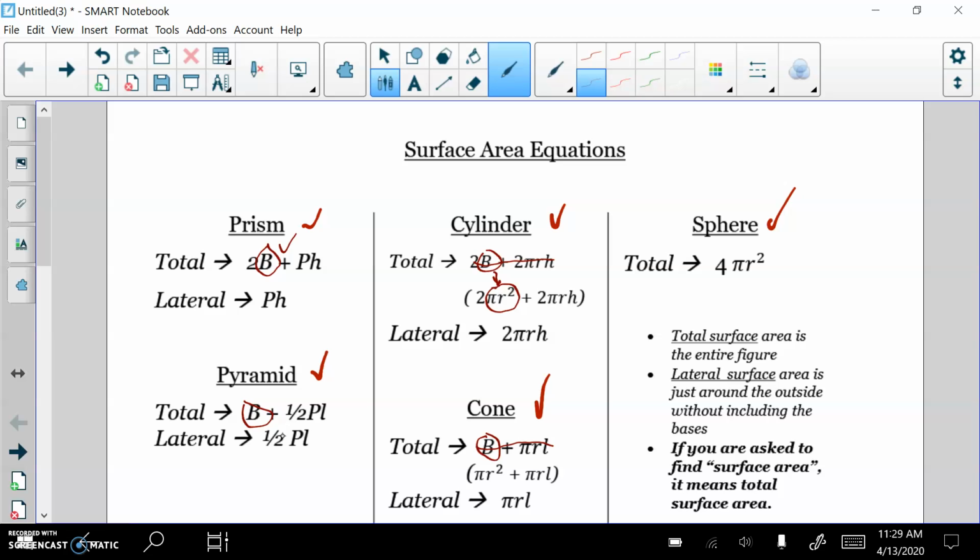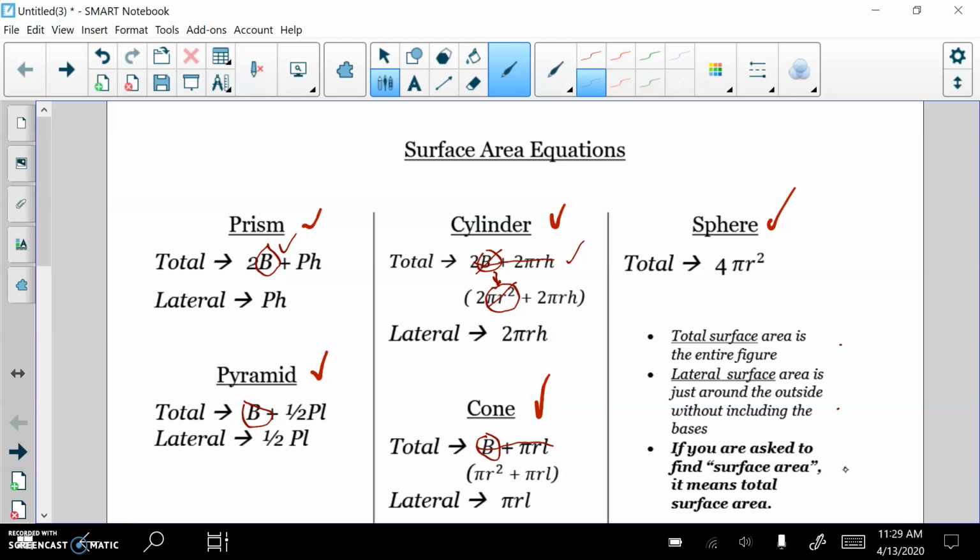For a cone, you're not counting the circle, you're just calculating pi RL. For the cylinder, the lateral surface area is 2 pi RH, which is part of the total surface area equation, but it doesn't include the bases. And a sphere doesn't have a base because it's round. The little notes that I made here kind of explain that.